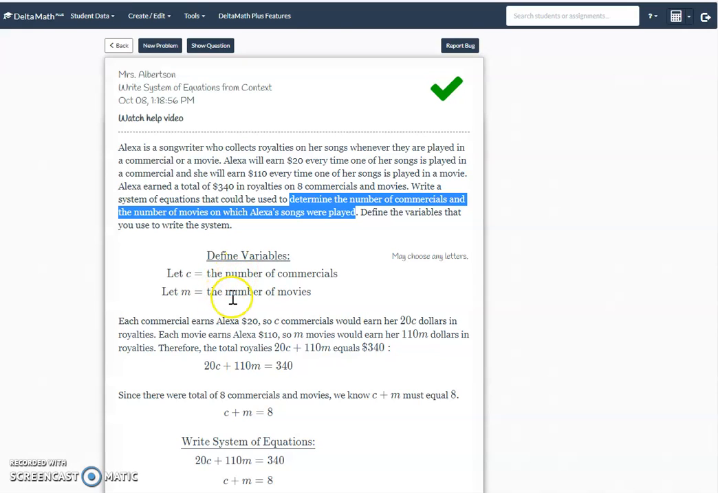Once you have your 2 variables, you're going to use the information in the word problem to write 2 equations. And again, the equations can't be a mixture of money and time. If one equation has money in it, then every number that's in that equation has to be dealing with money. All right, good luck.